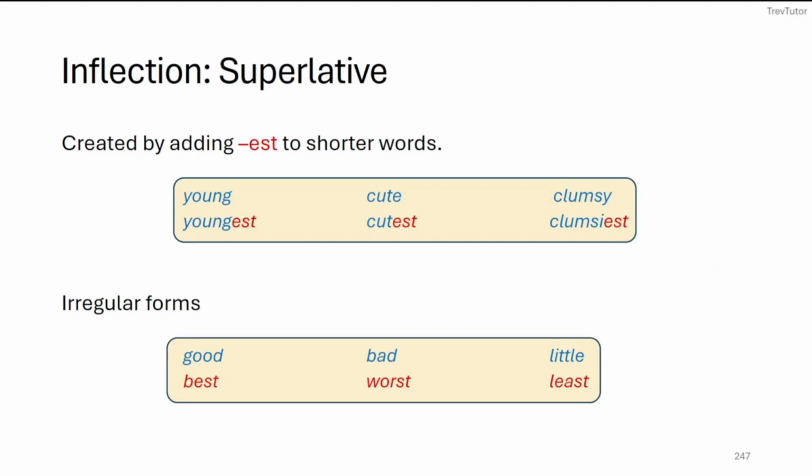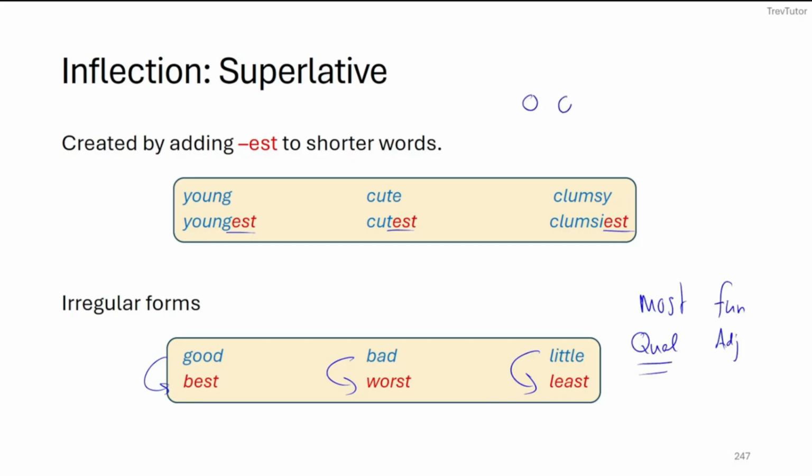For the superlative, it's just like the comparative. We add est, so young to youngest, cute to cutest, clumsy to clumsiest, and the irregular forms for the comparative will also have irregular forms for the superlative, like good to best, bad to worst, and little to least. You'll see in this case something like most fun, which again is a qualifier and an adjective, and most would have that superlative built into it.